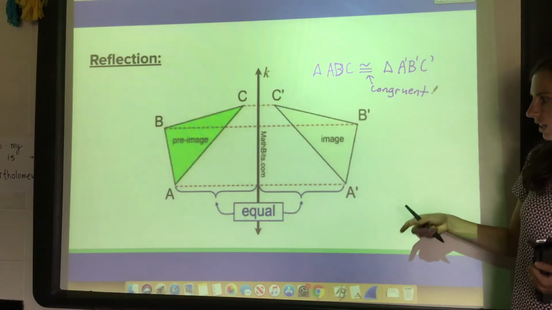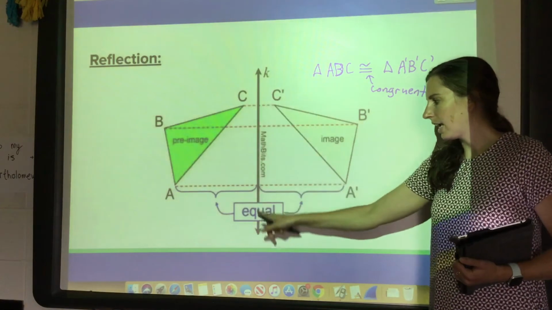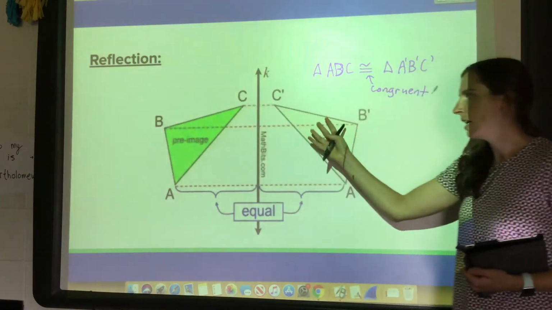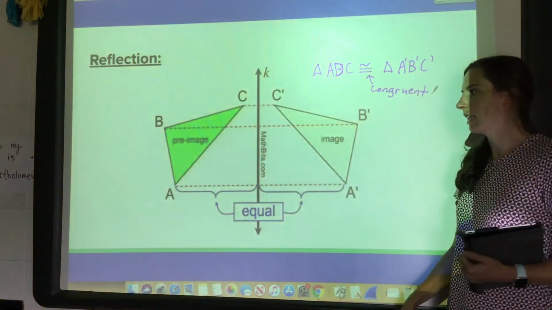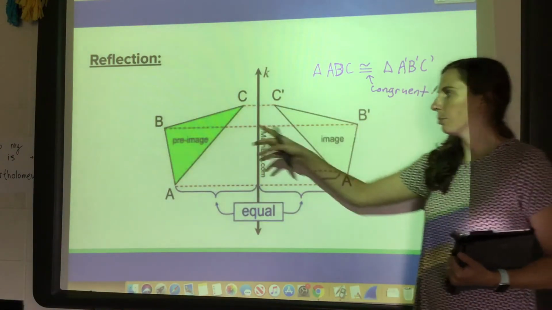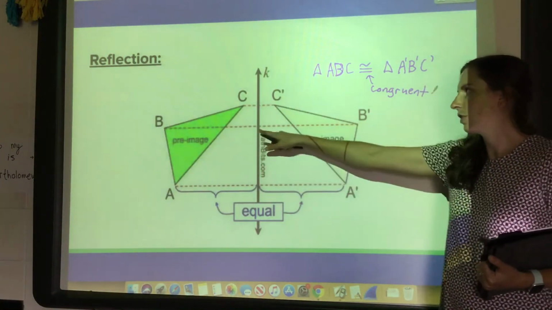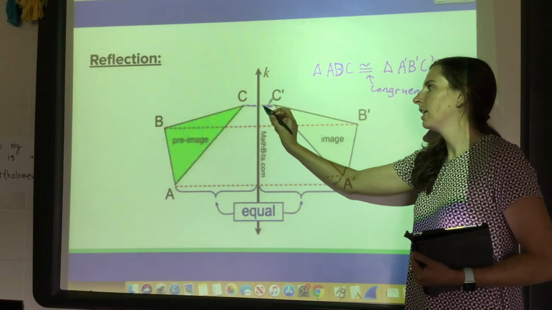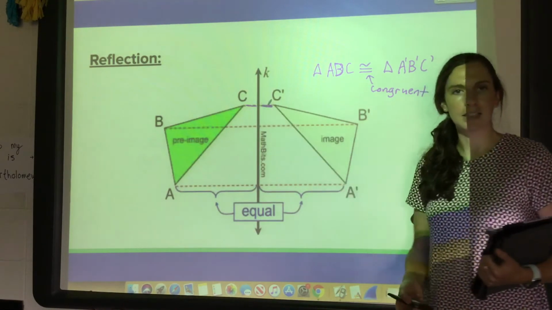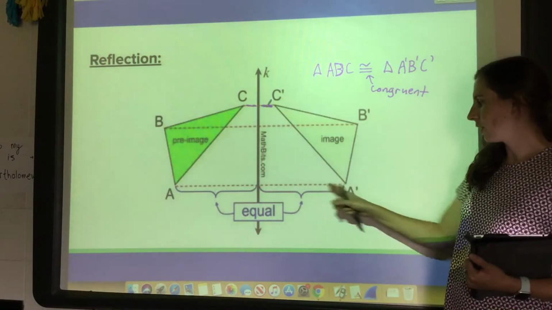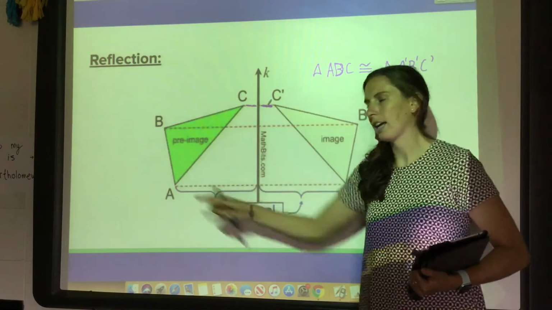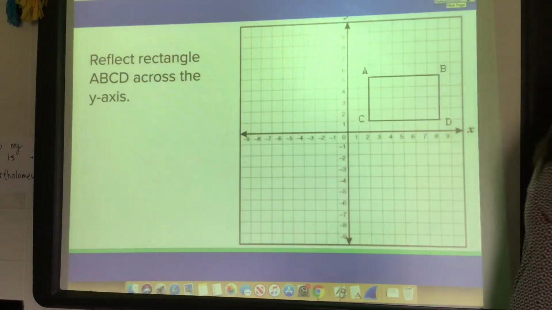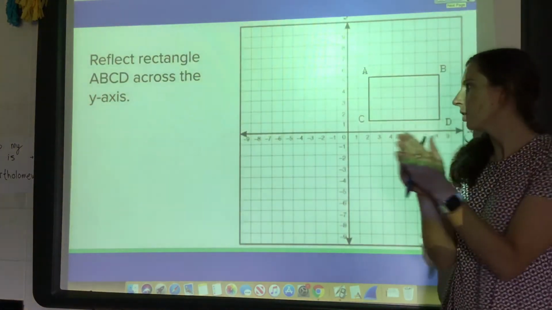Okay, so with a reflection, you have a line that goes through the middle. And when you reflect over that axis of symmetry there, the image and the pre-image should be the exact same distance from that line. So see how the distance between C to the line and C prime to the line, it's the same distance. Same thing from the line to A prime and the line to A. And if it helps you, you could even fold your piece of paper over.